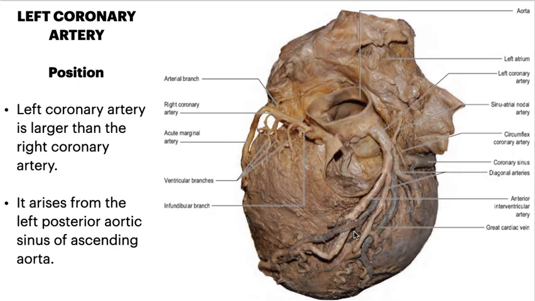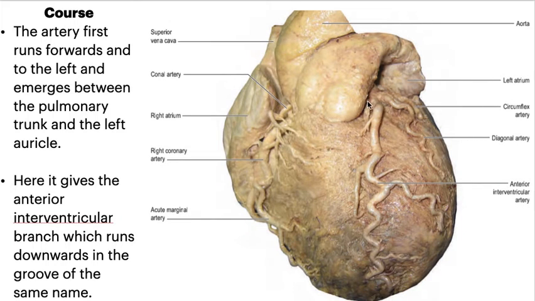Coming to the left coronary artery position, the left coronary artery is larger than the right coronary artery, arising from the left posterior aortic sinus of the ascending aorta. Of course, the artery first runs forwards to the left and emerges between the pulmonary trunk and the left auricle. Okay. Here, this is the left coronary artery, and here it is giving the anterior interventricular branch, which is running downwards in the groove of the same name.